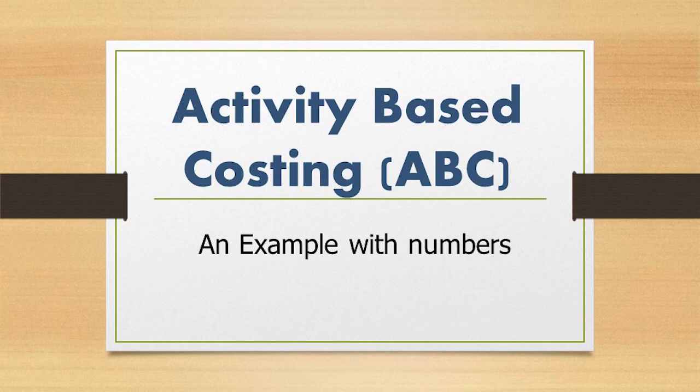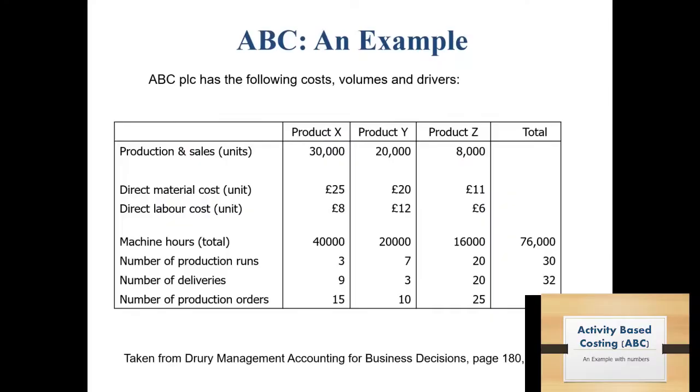Now we'll do a short question. ABC PLC has the following cost, volumes, and drivers. Production and sales, 3 products X, Y, and Z: 30, 20, and 8K. Direct material cost: 25, 20, and 11. Direct labor cost is 8, 12, and 6.